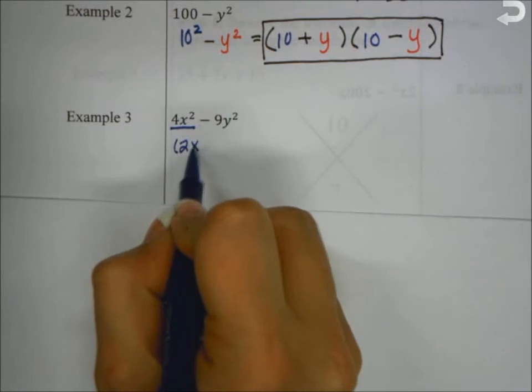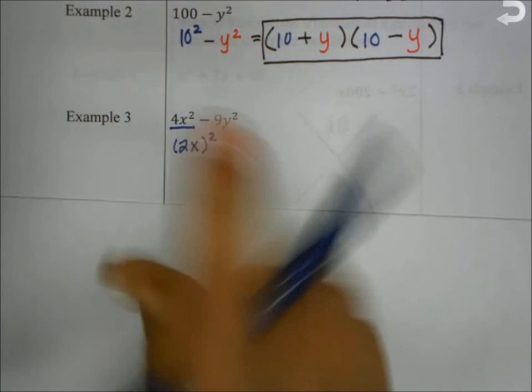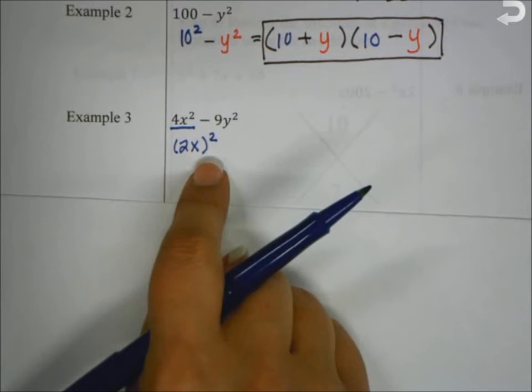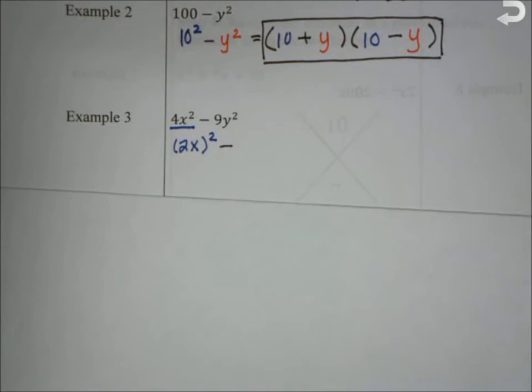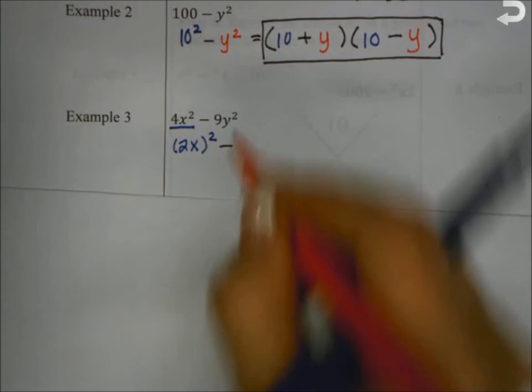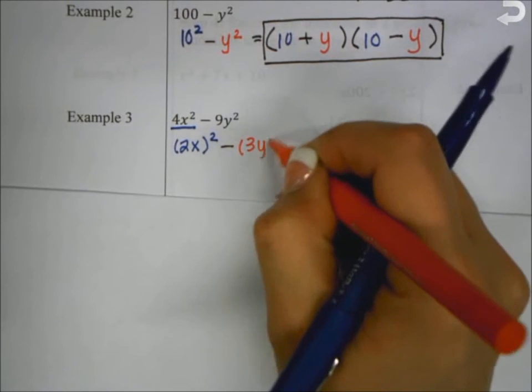3y. 3y in parentheses. You cannot forget the parentheses, because then you'll only be squaring y and not the 3. So 3y squared. Is this a difference of 2 squares?